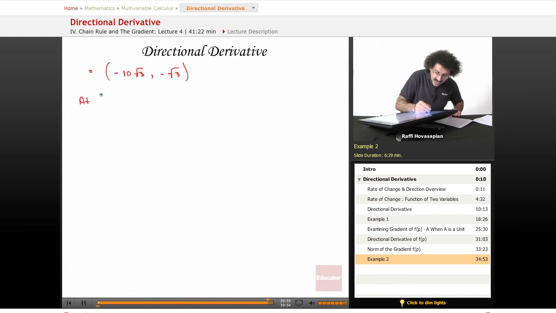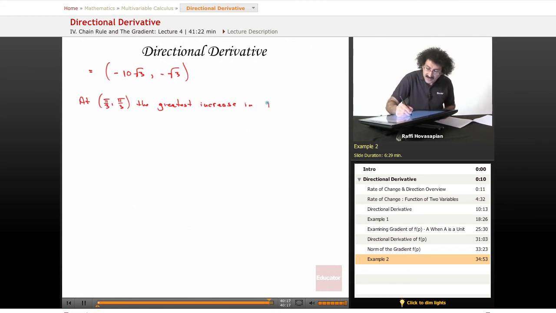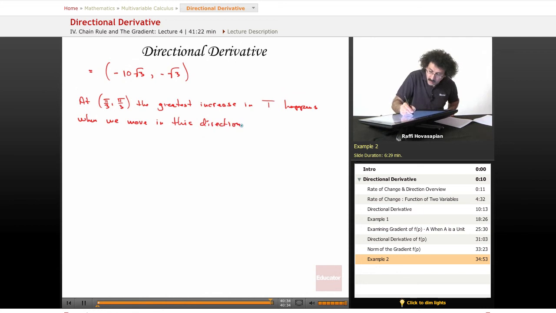Okay, so let's go ahead and write, at pi over 3, the greatest increase in T happens when we move in this direction. When we move in this direction.